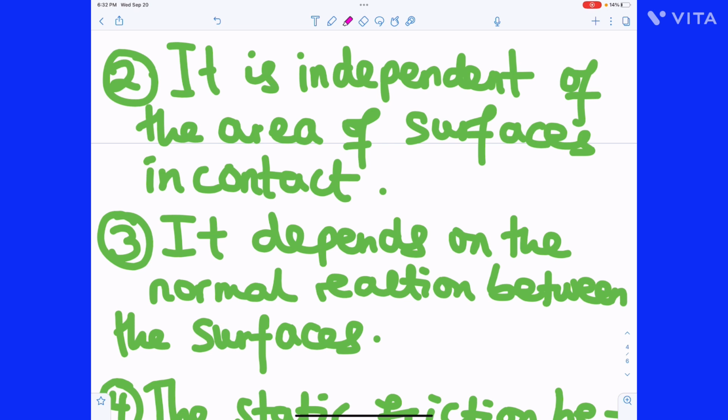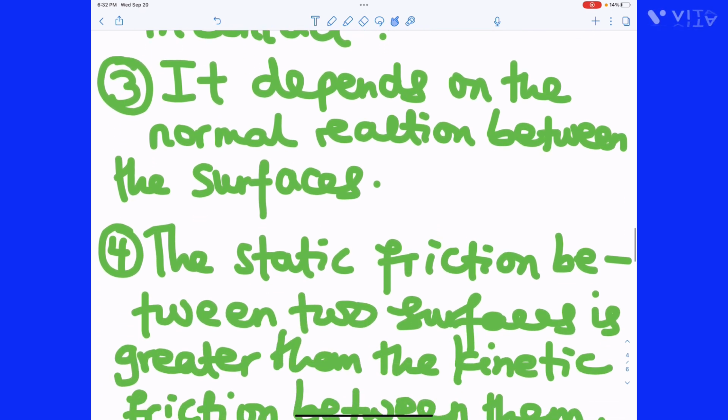So it's not about surface area in contact. It's not actually about the surface area in contact. It's about the normal reaction or the weight between the two surfaces in contact. So that brings us to law 3. Friction depends on the normal reaction between the surfaces in contact.